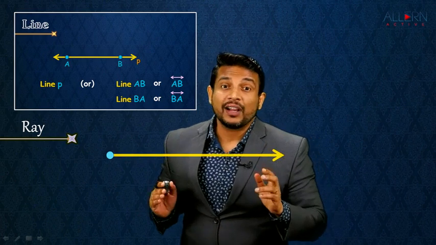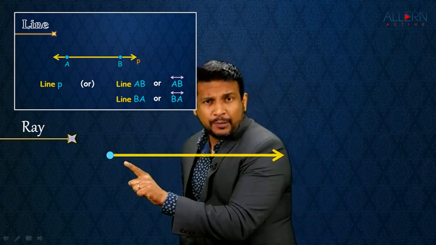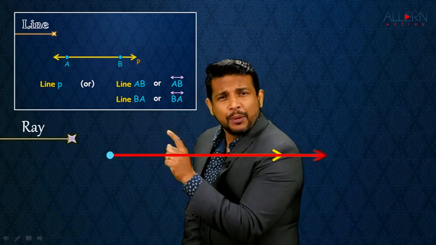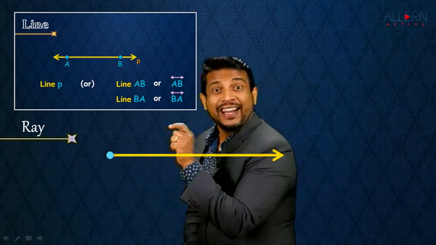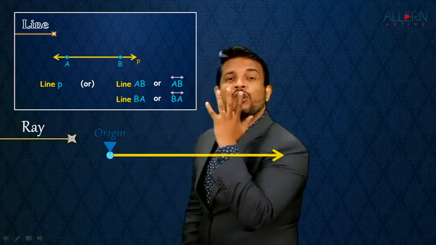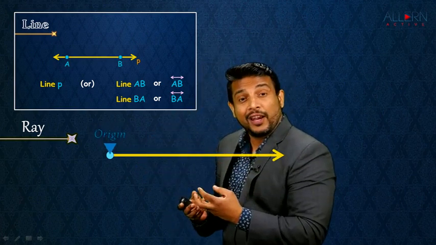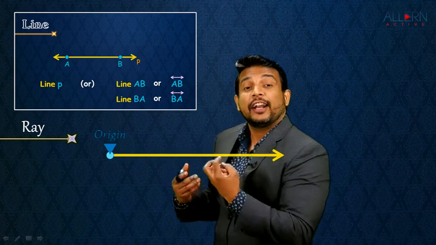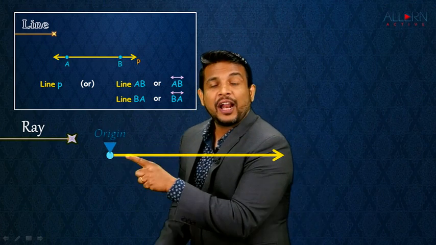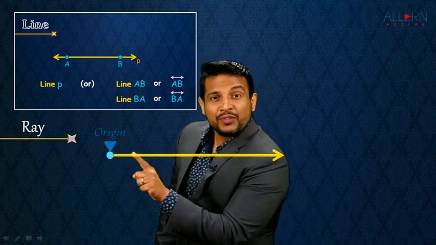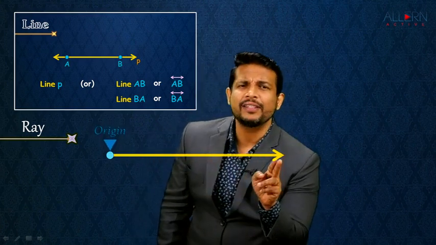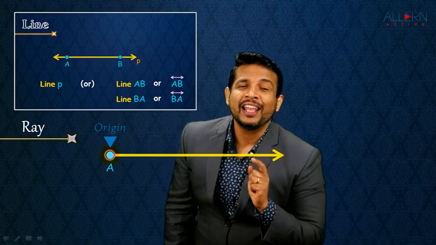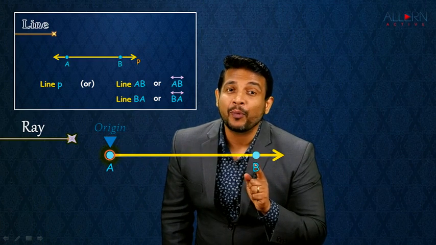So what happens? A ray has a finite point. It starts from one point and moves infinitely in one direction, right? That point from where it starts is called the origin of the ray, because that is from where the ray started. So that point is called the origin, and it moves infinitely in one direction. In that direction, there are a lot of points. You take any point there. Let's say I take that point as B.